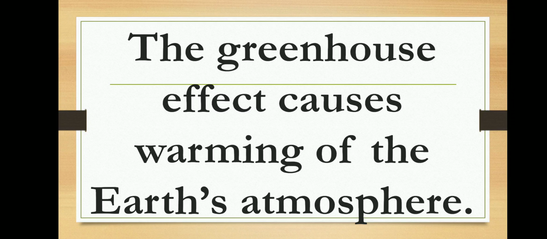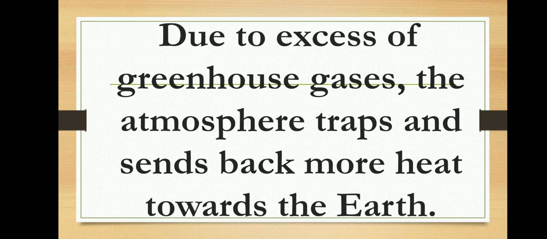But what happens when things are in excess? Ati sarvatra varjayet means excess or extreme or too much of anything, or rather everything, is bad or poison or harmful. So what we are supposed to do is, excess should be avoided. Due to excess of greenhouse gases, the atmosphere traps and sends back more heat towards the earth. As I told you, the greenhouse effect is needed, but in a moderate amount. Now, when these greenhouse gases increase in excess, they trap more heat and send more heat to the earth.